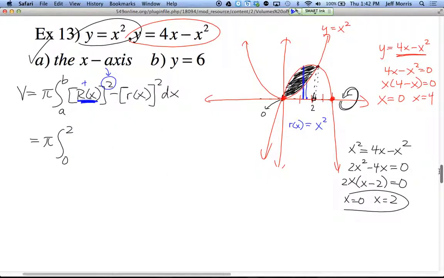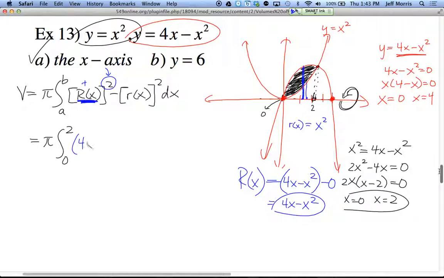Some of you are probably wondering what the heck I was doing. Outer radius is from the axis of rotation to the outside function. So it'd just be 4x minus x squared minus 0. I apologize. So 4x minus x squared is your outer radius, minus the inner radius, because we're subtracting out that white part. Inner radius is going to be the x squared function, so x squared minus 0, which is just x squared.